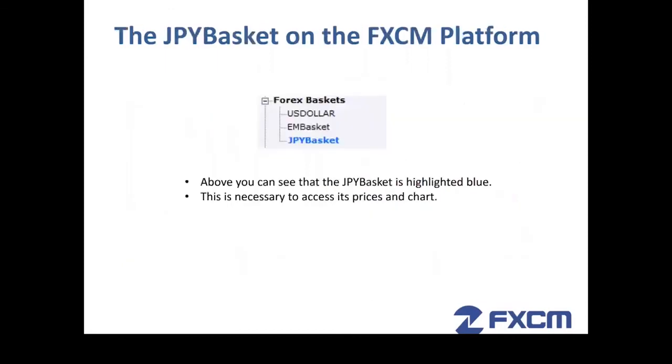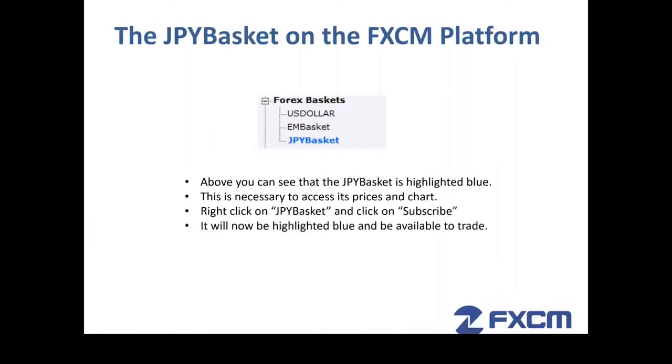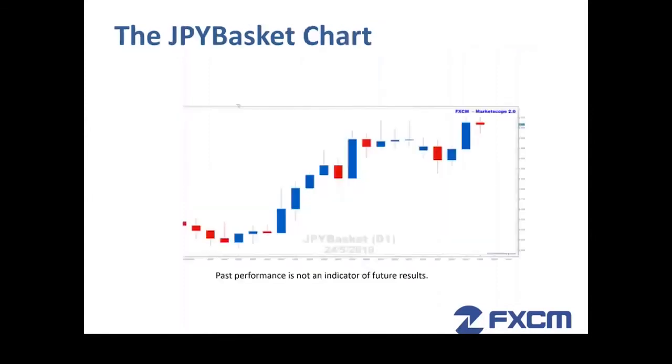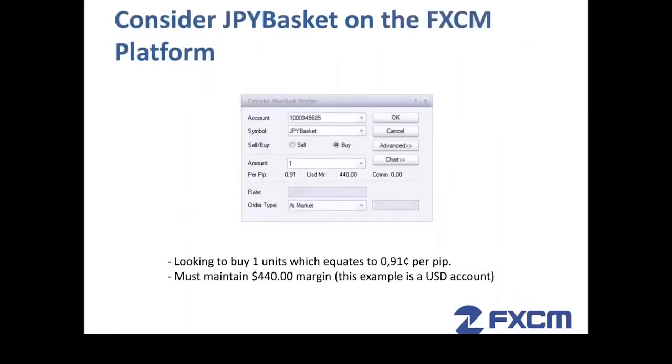Of course, if you are looking to trade the Japanese yen basket on the FXCM platform, you can see that in this slide, the Japanese yen basket is highlighted blue, and this is necessary to access its price and chart. So simply right-click on the Japanese yen basket and click on subscribe, and it will be highlighted blue and available to trade. The next slide actually shows the daily chart of the Japanese yen basket, and you can see in this particular chart, it's moving in a northeasterly direction, seeming to suggest an appreciation in the Japanese yen.